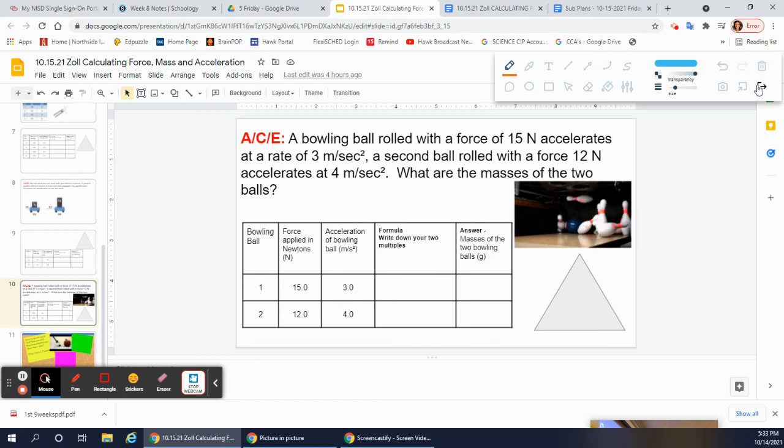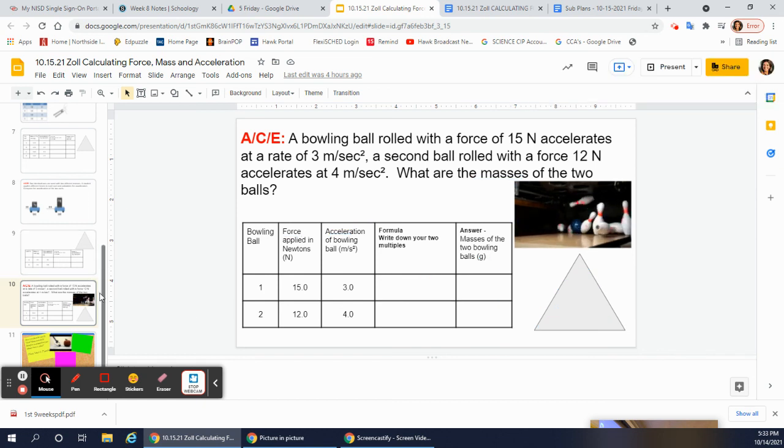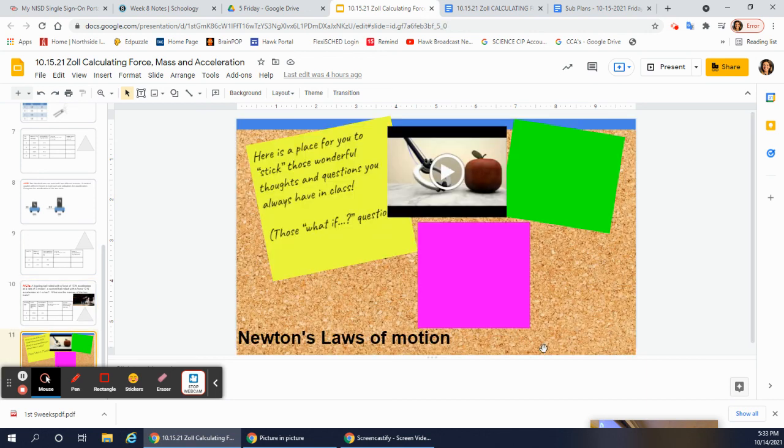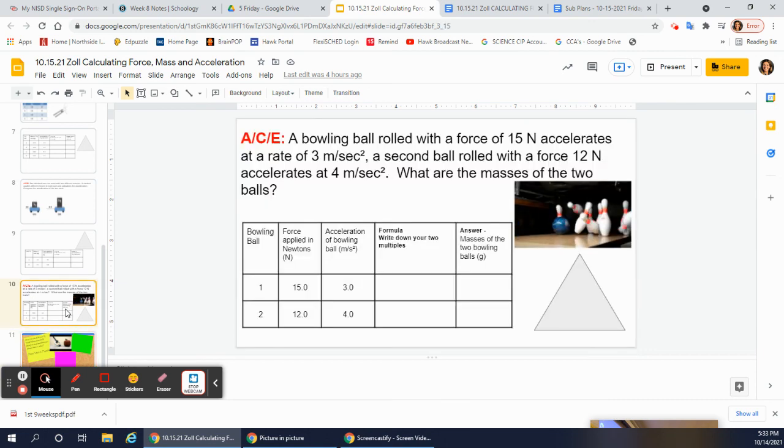I'll clear my screen. Okay, and you can go back to your worksheet now and make sure you have everything complete. For your very last part of your lesson today, we're going to watch a video on Newton's laws of motion, and there's a separate link for that that will be played for you.